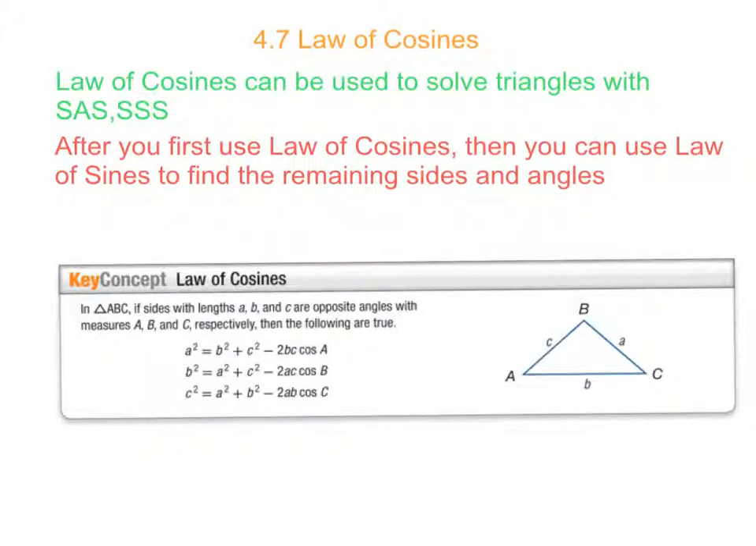4.7 Law of Cosines. You're going to use the law of cosines to solve triangles that have side angle side and side side side. After you use law of cosines, then you can use the law of sines to find the remaining angles. So look at the formulas.